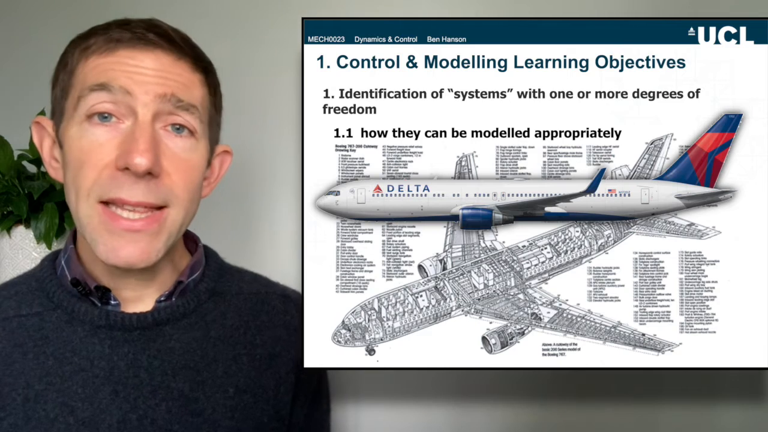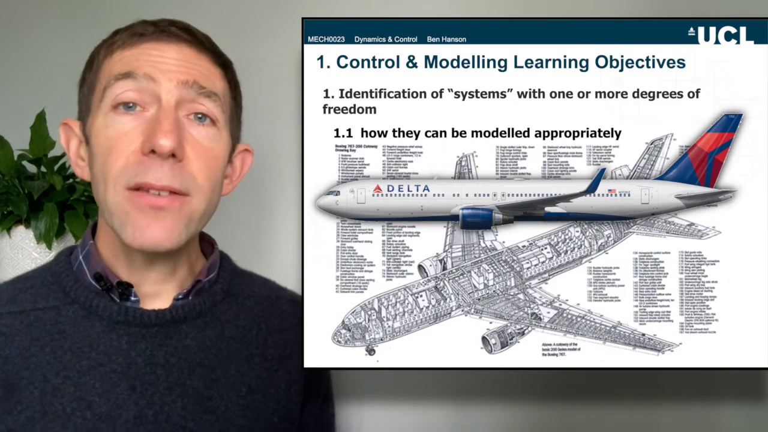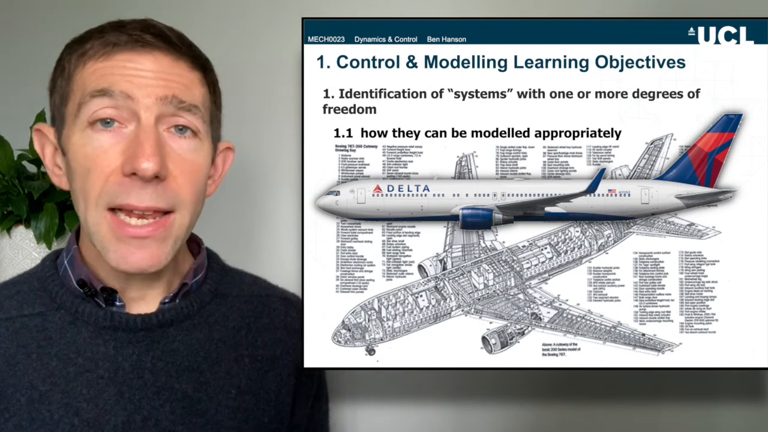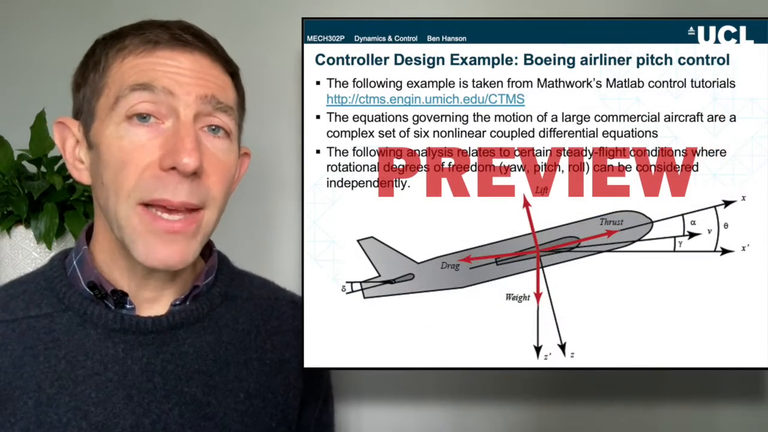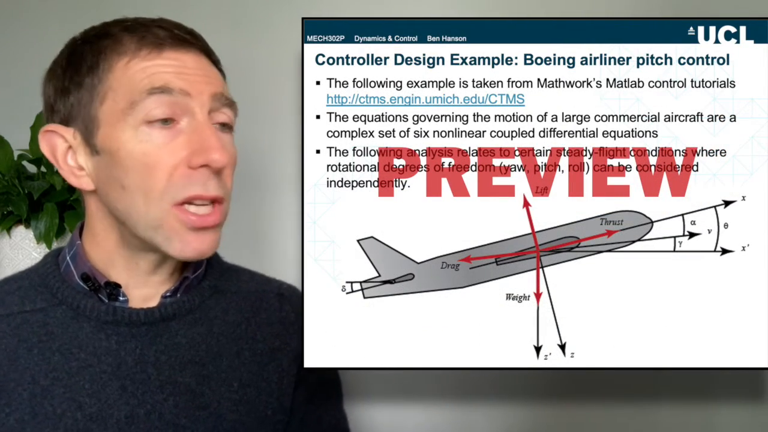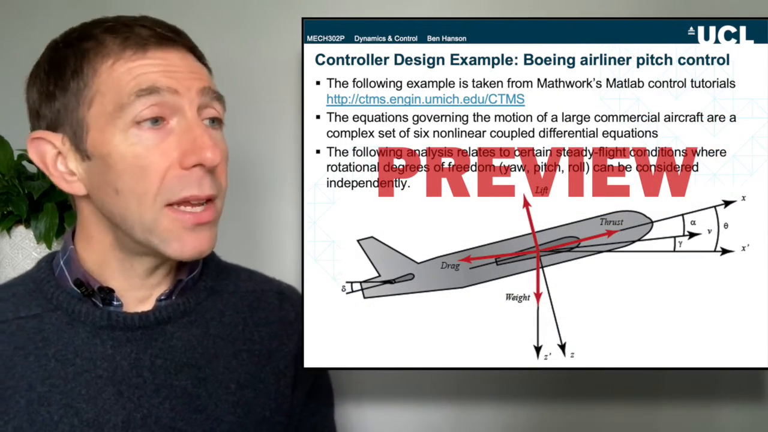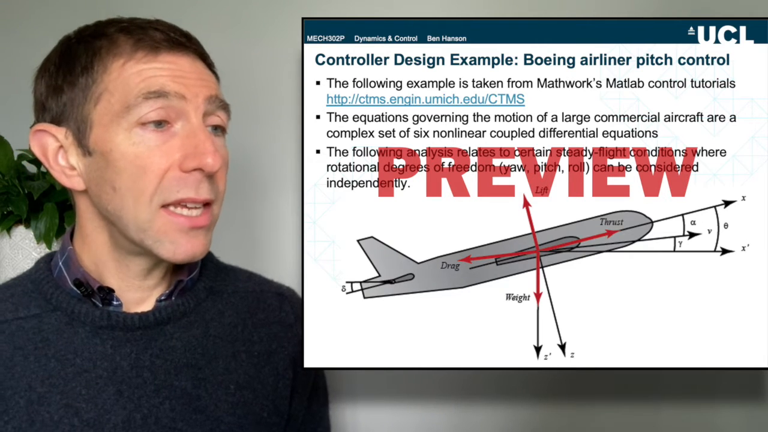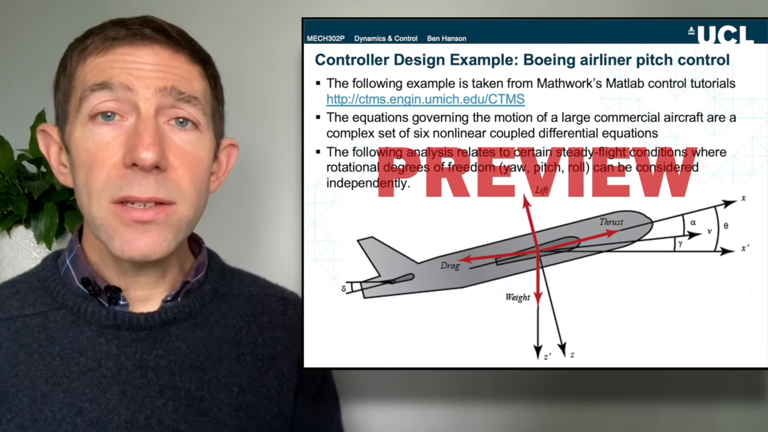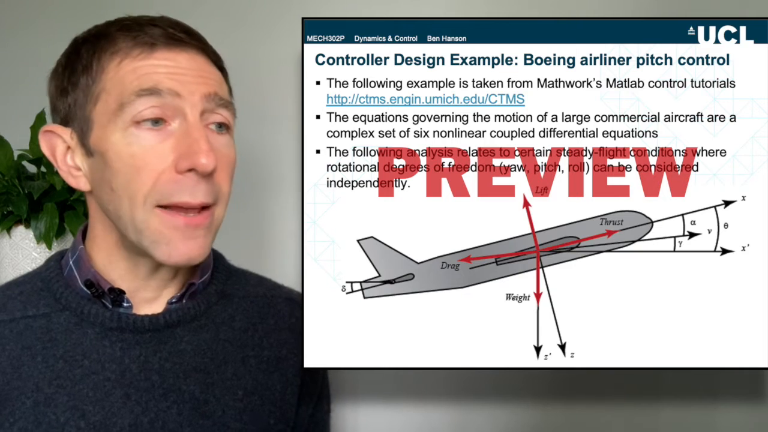One of the ways that we'll see this in this course is by looking at a model of this 767 airliner, but just focusing on one aspect of it, its control of pitch, whether the airplane's pointing up or down, and how we can control that. It's a very complex system. We're going to simplify it and analyze it.